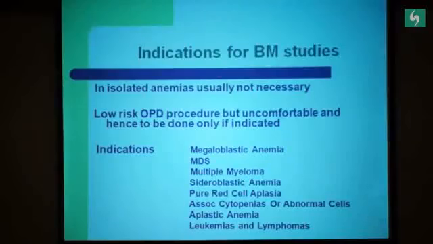Beyond that, we need to do a marrow if we are suspecting myelodysplastic syndrome, multiple myeloma, sideroblastic anemia, pure red cell aplasia, or cytopenias associated with low hemoglobin. We definitely need to do a bone marrow. If the counts are high or low, associated with anemia, we intervene. Aplastic anemia, leukemias or lymphomas.